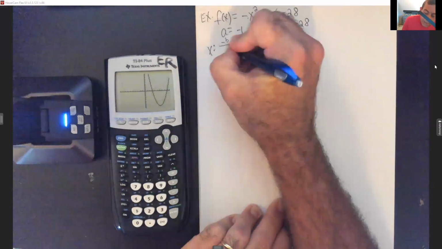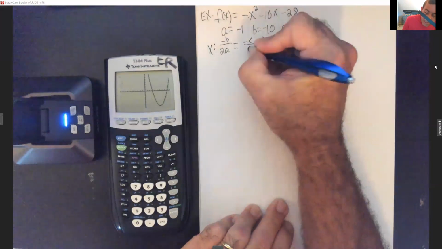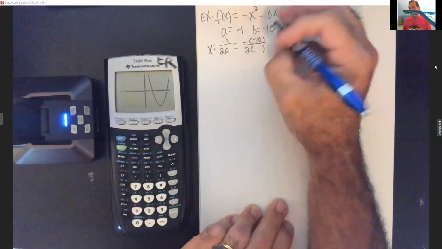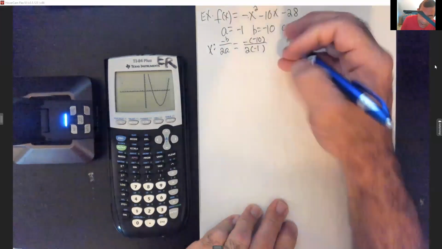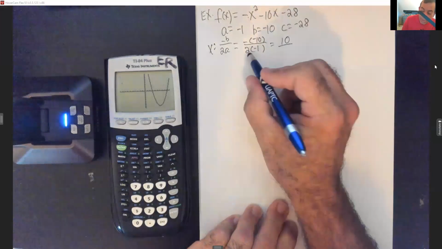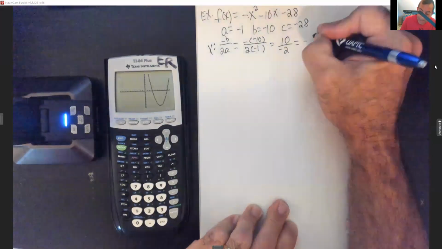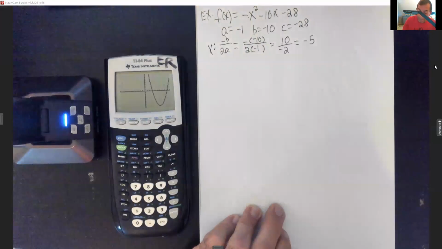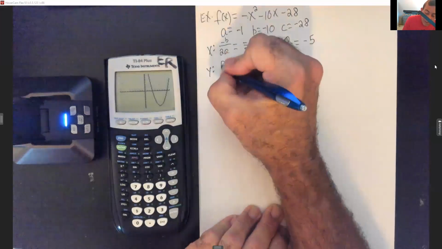over 2a. So that's -b divided by my 2 times a. B was -10, a was -1. So on top, the 2 negatives are going to make that a 10 positive. But on bottom, you still got 2 times -1, which is -2. And 10 divided by -2 will give me a -5. So we know the x coordinate is going to be -5. Now we go in for the y coordinate and find f of -5.